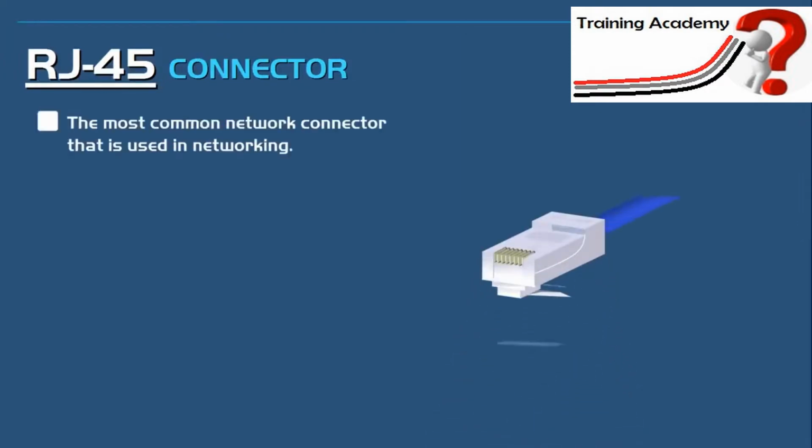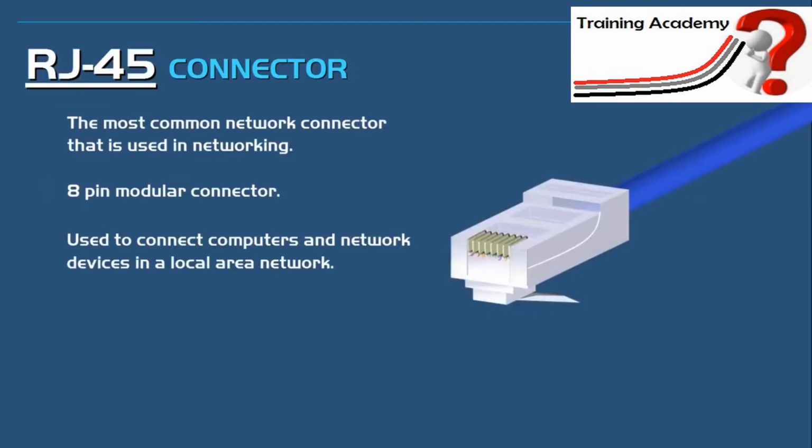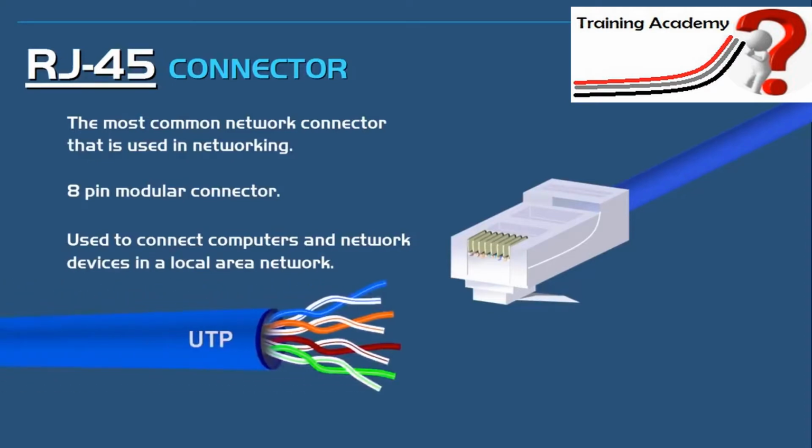The first connector we will talk about is the RJ45. It is one of the most common connectors on the network. This is an 8-pin connector. This is used to connect computers and networks on a local area network. The RJ45 is used with unshielded twisted pair.